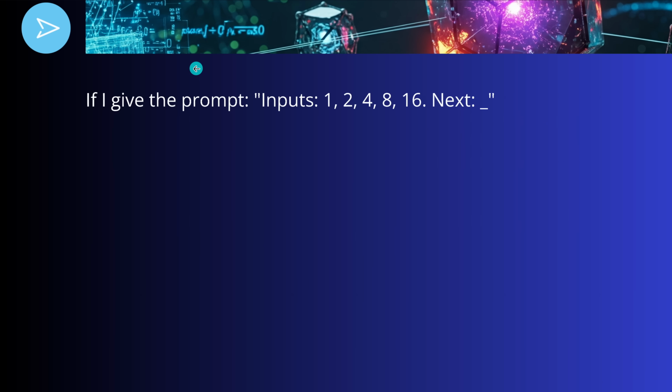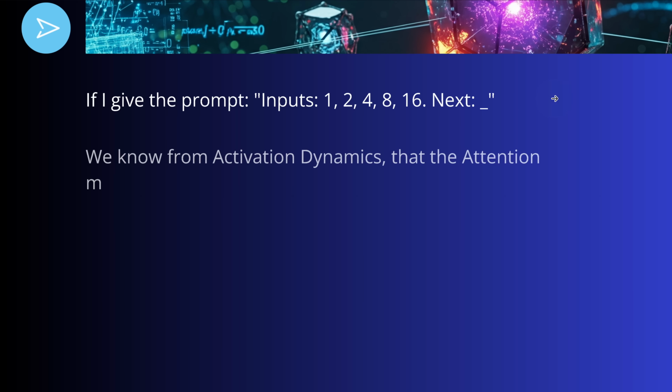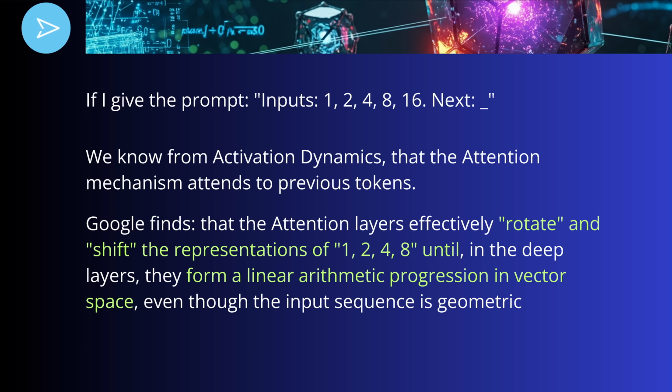Now, let's do an example. I give you the prompt. The input is 1, 2, 4, 8, 16. And the job of the AI is to come up here with the next segment. How is the AI doing this? Now, we know from activation dynamics that the attention mechanism attends to all the previous tokens. Now, Google finds in this study that the attention layers effectively rotate and shift the internal representation of a sequence 1, 2, 4, 8 until, in the deeper layers of our transform architecture, they form now a linear arithmetic progression in vector space, even though the input sequence is geometric.